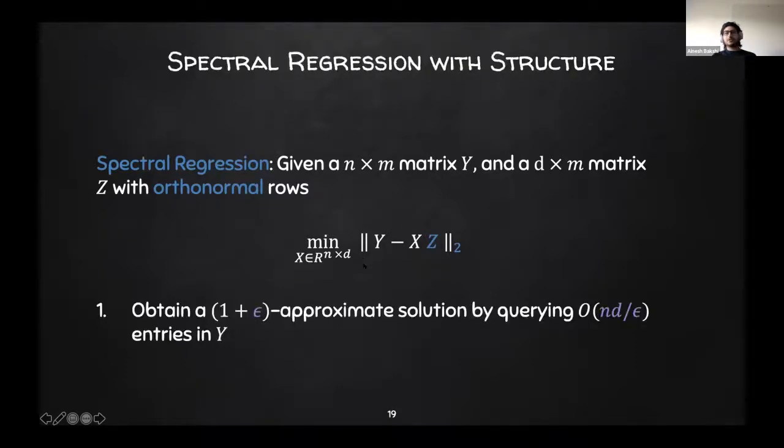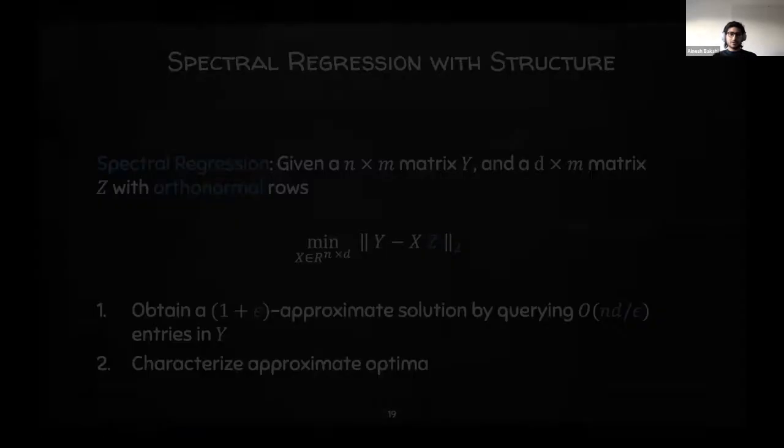Okay, so we show how to obtain a 1 plus epsilon approximation to this problem by querying a very small number of entries in the matrix, in fact, not reading most of it. So if you think of Y to be an n times n matrix, we only read a number of entries linear in n, d, and epsilon, where you should think of d to be much smaller than n. We also characterize the approximate optima of this regression problem.